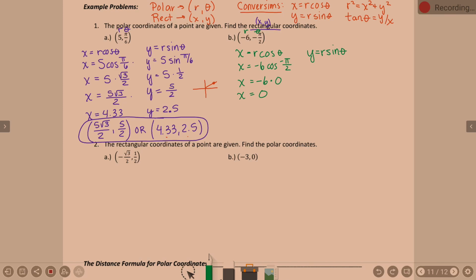Y equals r sine theta. -6 times sine of negative pi over 2. Well, were you guys with me? It was right down here, yes? And so that is negative pi over 2, which is the ordered pair 0, -1. So what's the sign? -1. -6 times -1 is 6. No other form to express this as, right? What is this ordered pair? 0, 6.